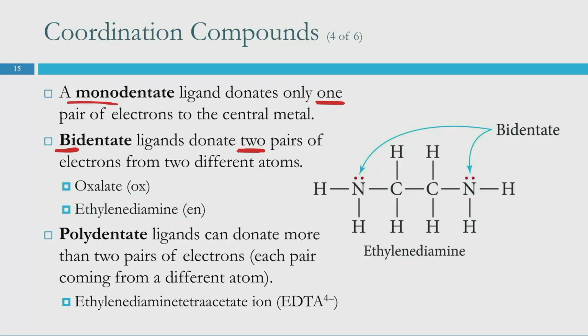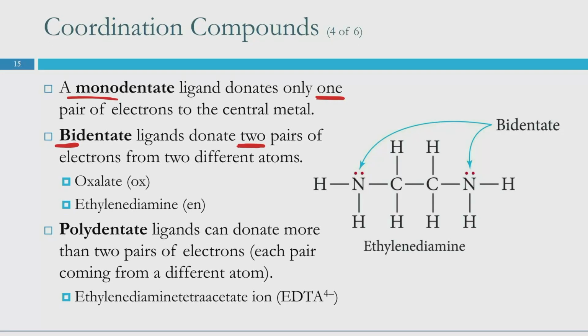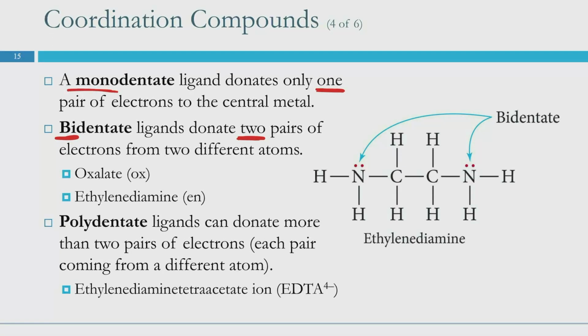When you go to the dentist, what does the dentist look at? Your teeth. Dentist, teeth, dent, teeth. Dentate, teeth, al dente, to the teeth. So this is 1 bite, 2 bites. 1 tooth, 2 teeth. Polydentate, many teeth. So this is just the number of teeth, basically, that they can get into the metal center, the central metal atom. Our polydentate ligands donate more than 2 pairs.